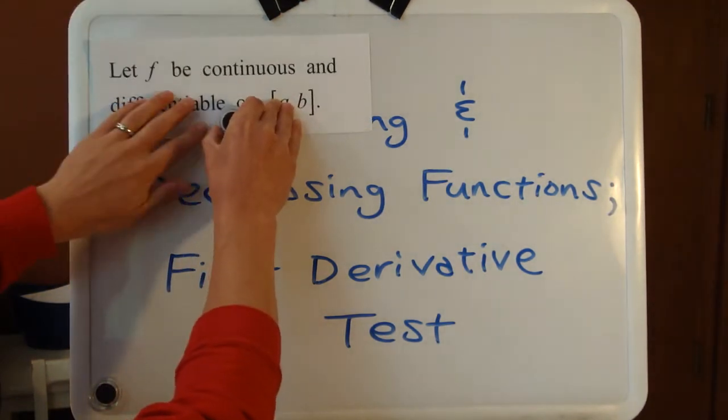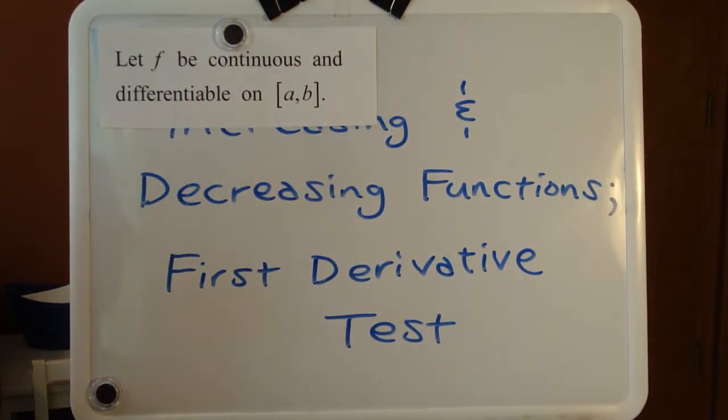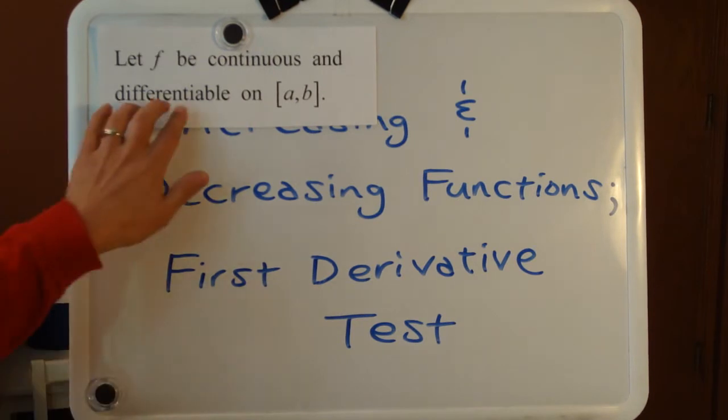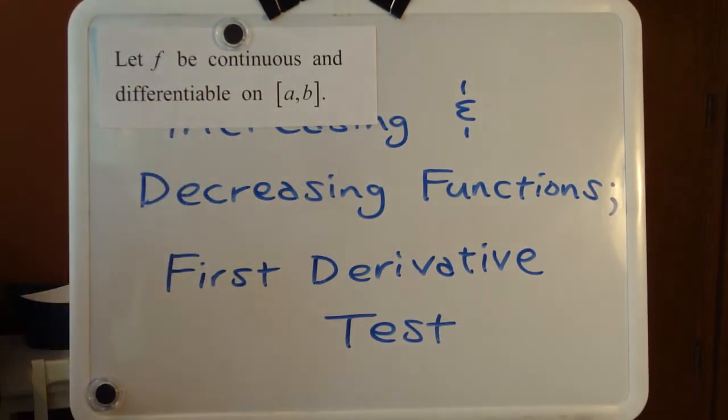So we're going to start off with this basic assumption for most of the examples that we're going to see in this section. So the function here has to be continuous and then also differentiable. So remember, graphically that means no gaps in the graph and then also nice and smooth. And we're talking about a function on the window from A to B.